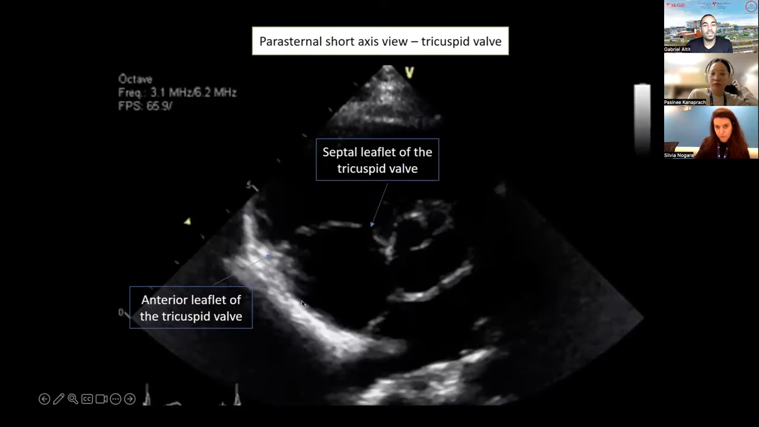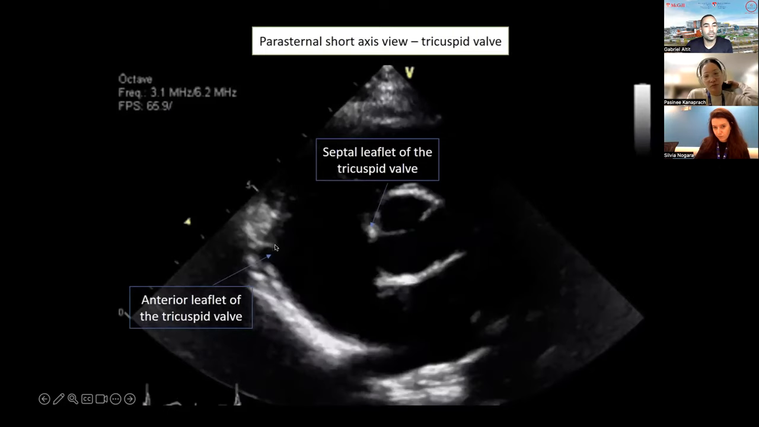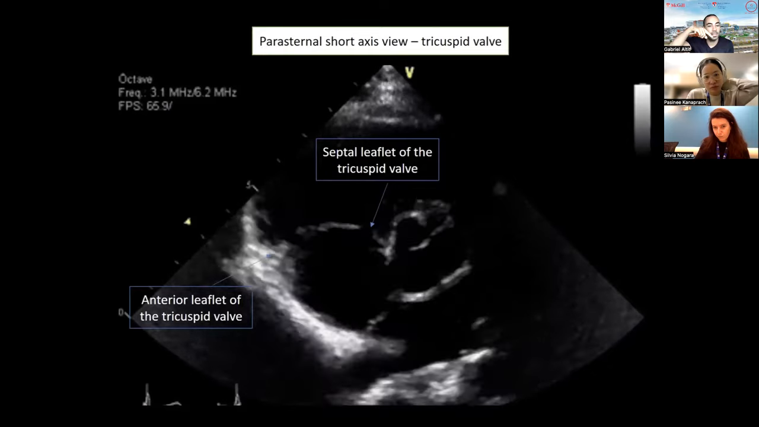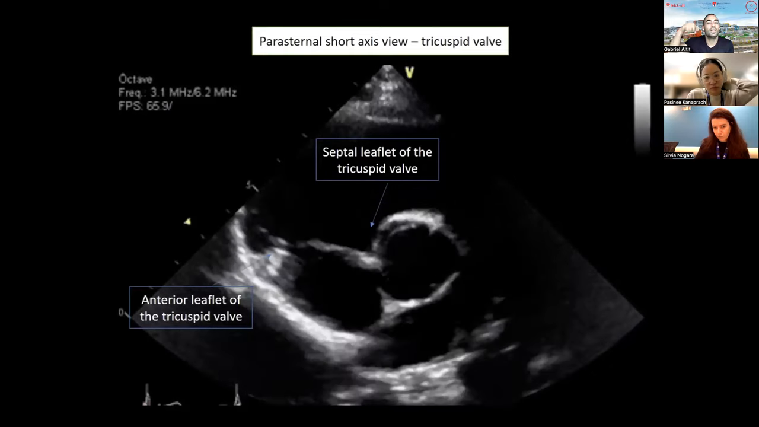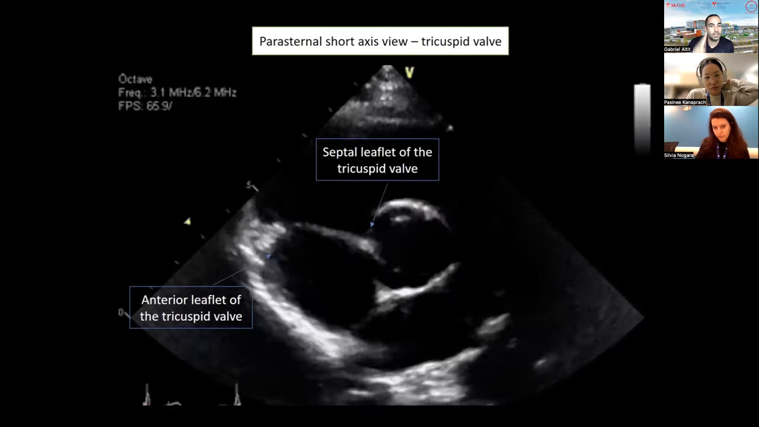What we see in this view is the septal leaflet of the tricuspid valve and the anterior leaflet of the tricuspid valve. So you remember in the parasternal long axis, we saw the anterior and the posterior. Here we're seeing the anterior and the septal leaflet because there's three leaflets.